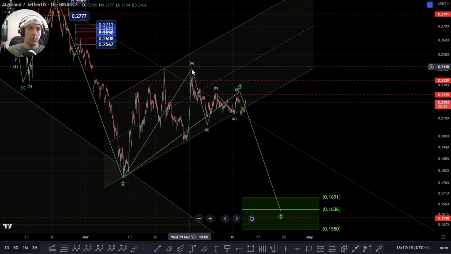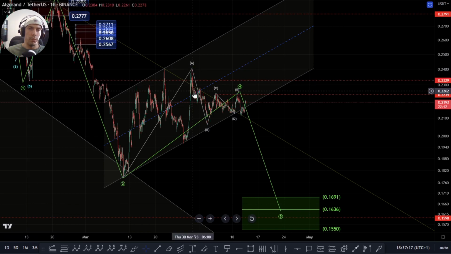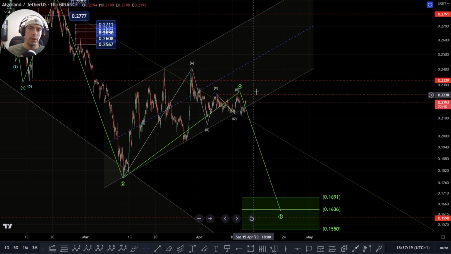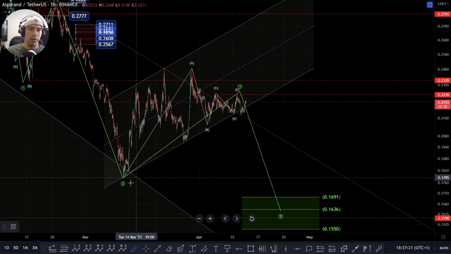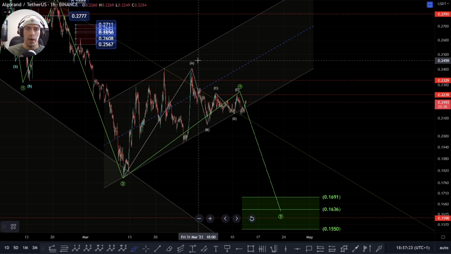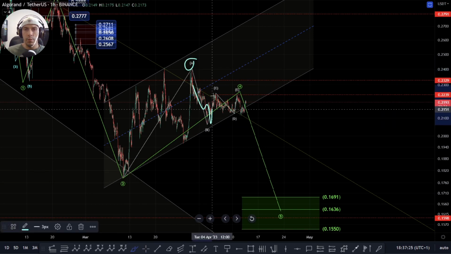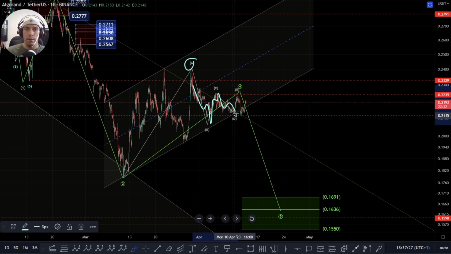Now we wrote this off because we came up above this wave one, but if we look at this as a triangle, currently you could argue that this would be our A wave, B wave, C wave, D wave, and this could actually be an E wave high.